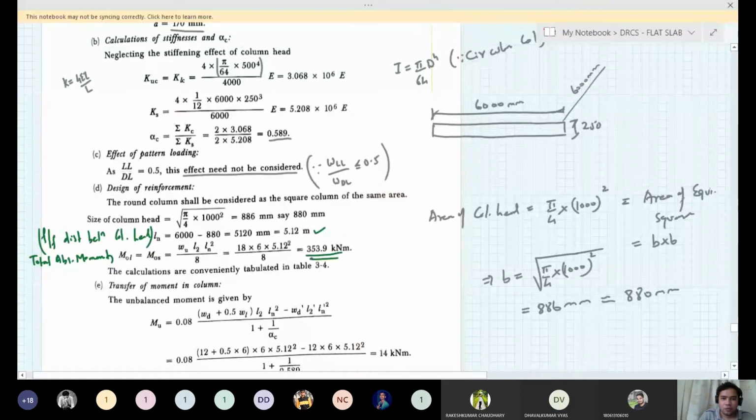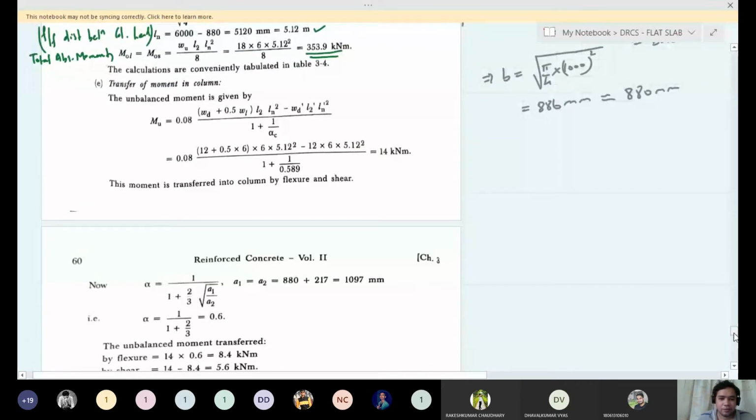Now out of this total absolute moment we'll find out the total negative moment and total positive moment, and then we'll find out what fraction of the total positive moment is shared by the column strip and middle strip, and what fraction of the total negative moment is shared by the column strip and middle strip, same as example number 1. Then we find out the unbalanced moment.